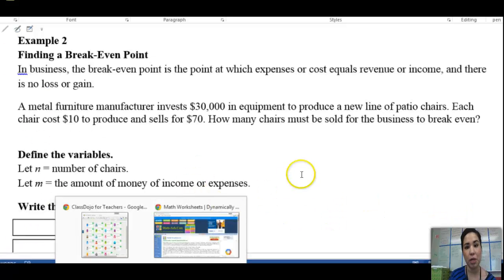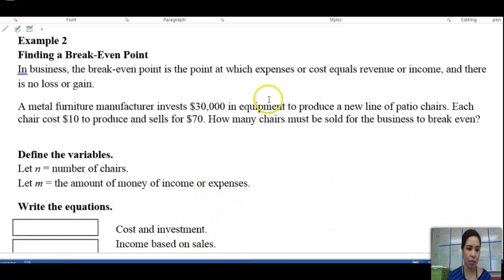In the second example, we're going to find the break-even point. We've already done problems like this. In business, the break-even point is where the costs equal the income, so you're making zero money. A metal furniture company invests $30,000, and each chair costs $10 to produce and sells for $70. So we're going to say that N is the number of chairs and M is the amount of money. Let's take a look at cost.